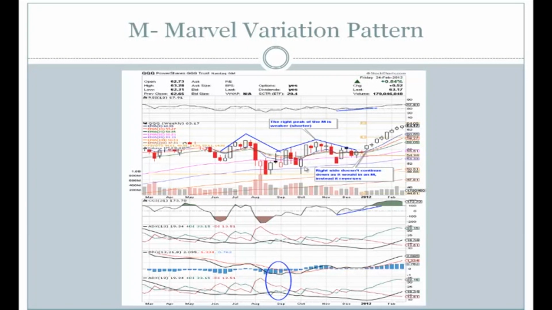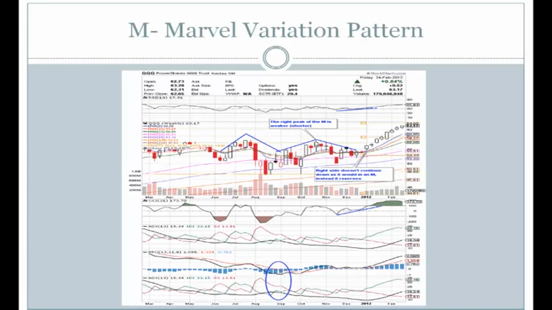In the case of the Marvel variation, the right side of the M is weaker or shorter, not as high, and after the drop that creates the right side of the M, it continues in the direction of the earlier upward movement that created the middle, and so then you have this nice ride. There's two entries on this.